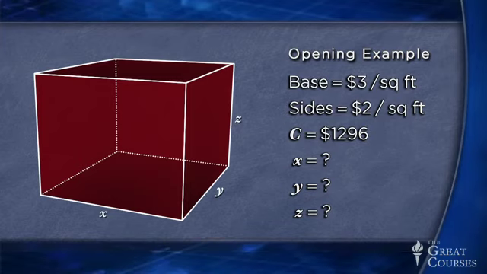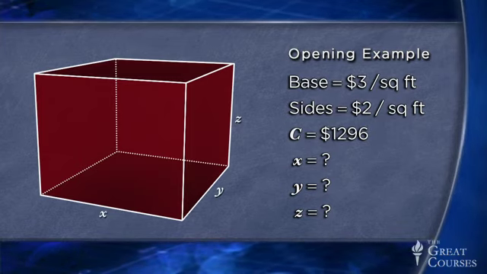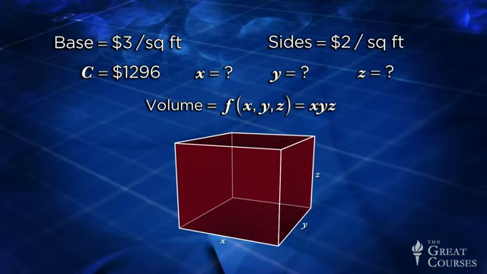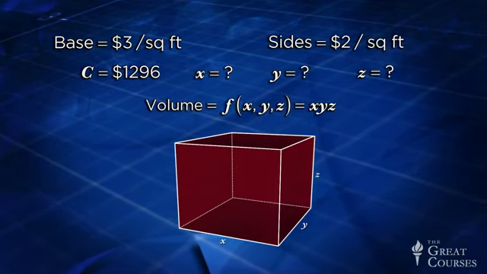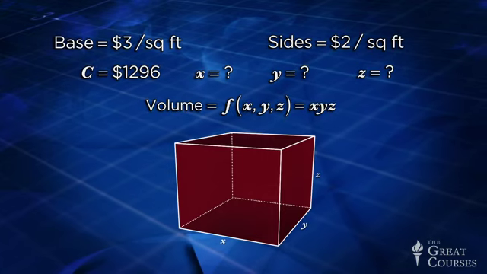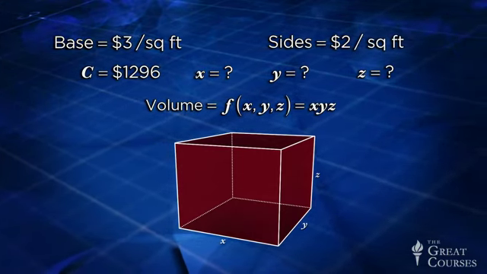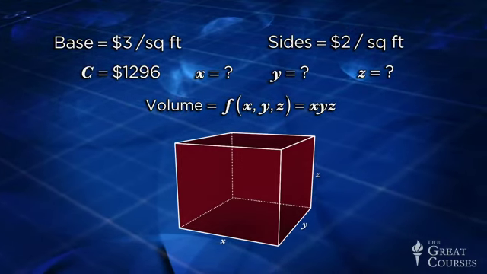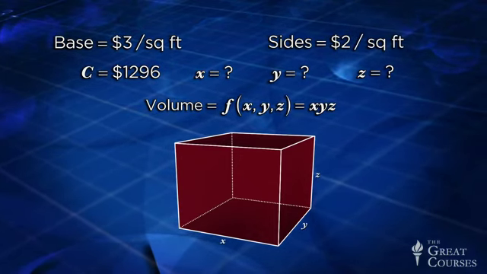Well, let's label the dimensions of the box x, y, and z. And of course, we want to find the volume. It's a function of 3 variables. f of x, y, z is xyz. That's the volume of our box. We want to maximize that quantity. And it's a function of 3 variables. Lagrange multipliers can handle this just as easily. There's a constraint. The amount of money is fixed. It's 1,296. Well, what is the constraint equation?